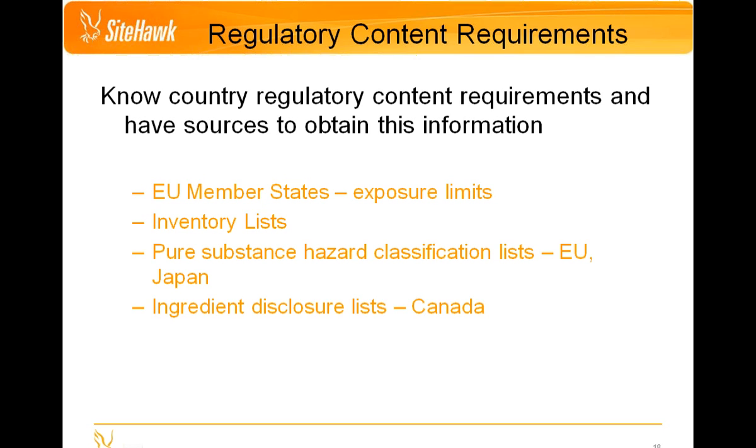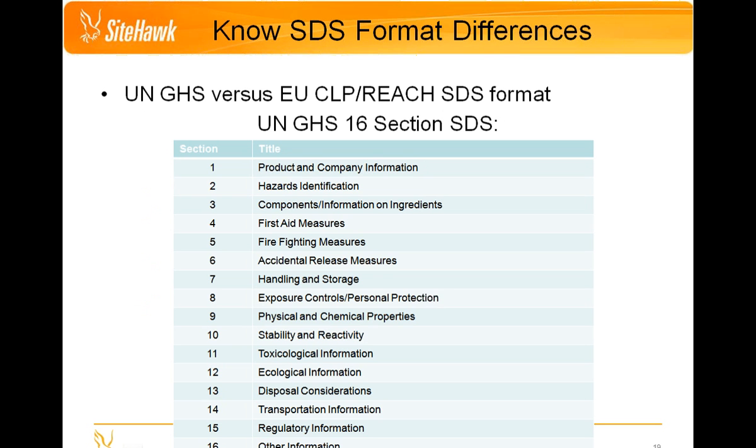Also, some countries have their own disclosure list. Canada, for example, has an ingredient disclosure list where you're required to indicate certain ingredients on the document at certain percentages. And that list is called? The ingredient disclosure list. It's real complicated.